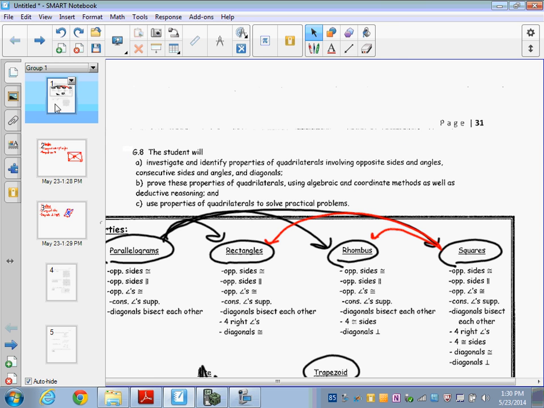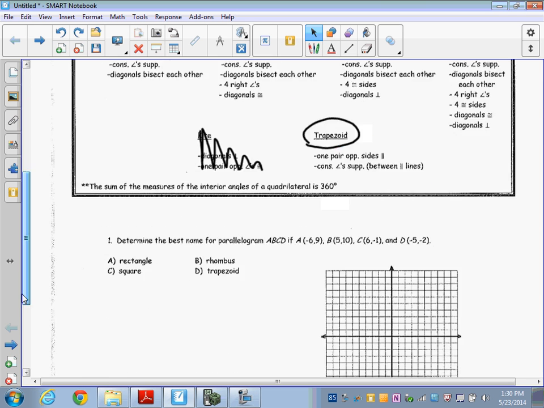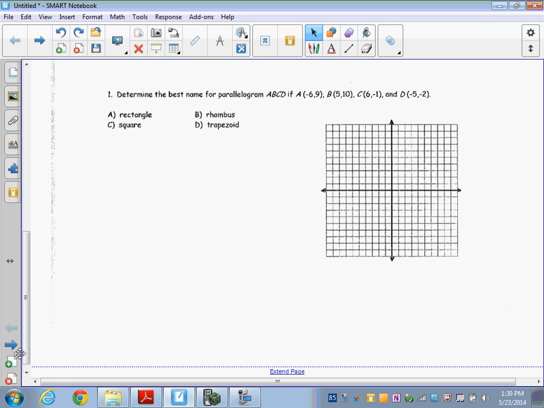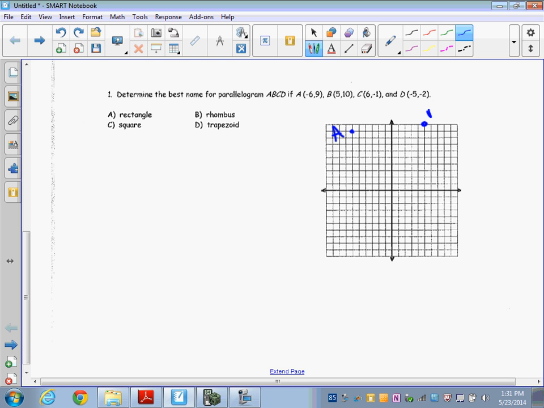Let's go back to our first page, though, and look at some examples and how you would prove some of these properties. We need to have the best name for a parallelogram. We have -6, 9. So right there is going to be A. We also have 5, 10. That's going to be B. 6, -1, C. And 5, -5, -2 is D.